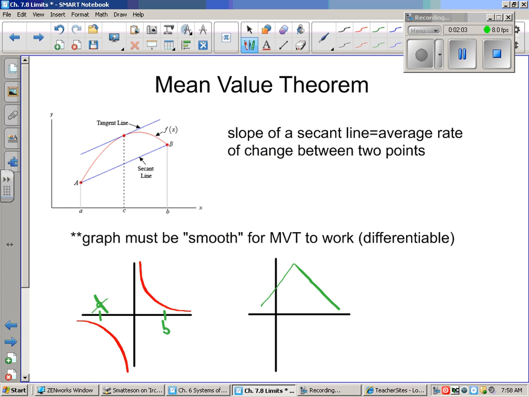If, however, we instead chose A to be within a spot in which it was smooth or differentiable, then we would be okay, and so the mean value theorem would work. Similar to this graph here on the right-hand side, with this upside down V, if I chose A and B to be on each side of this point, we would have a failure, and the mean value theorem would not work. However, if I moved A or moved B to not include that point, then we would be fine in terms of verifying the mean value theorem.